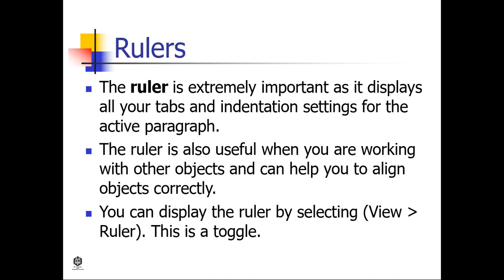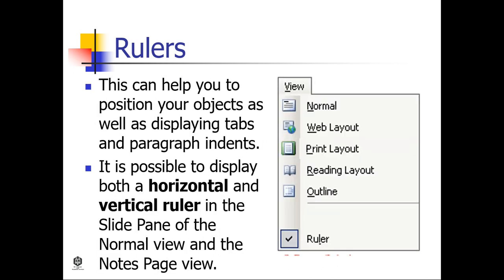The ruler is extremely important as it displays all your tabs and indentation settings for the active paragraph. The ruler is also useful when you are working with other objects and can help you to align objects correctly. You can display the ruler by selecting View, then Ruler. This is a toggle. This can help you to position your objects as well as displaying tabs and paragraph indents. It is possible to display both a horizontal and vertical ruler in the slide pane of the normal view and the notes page view.